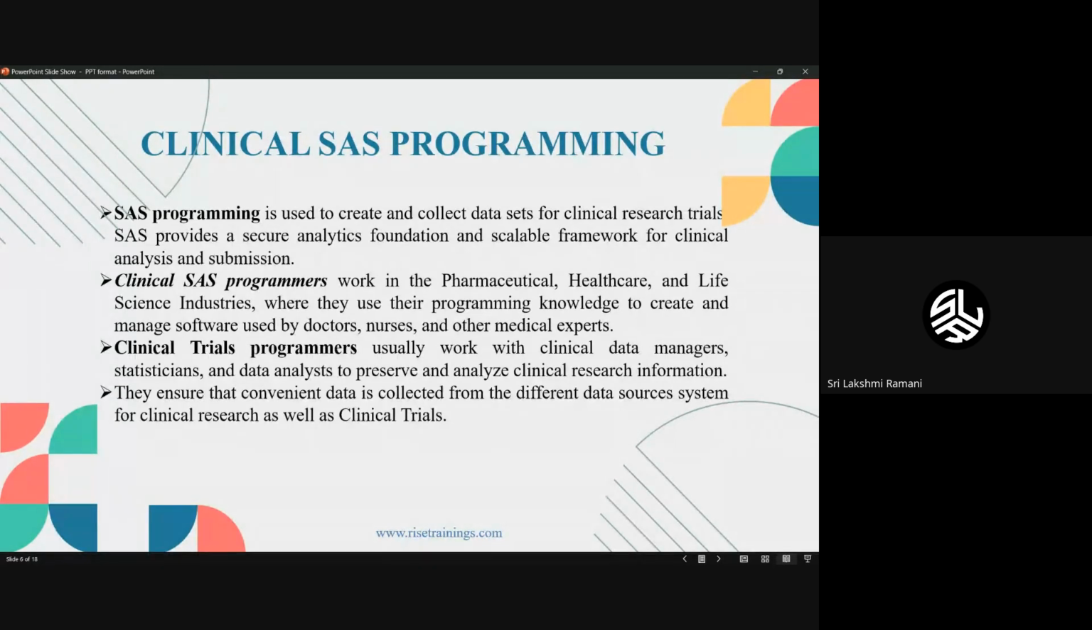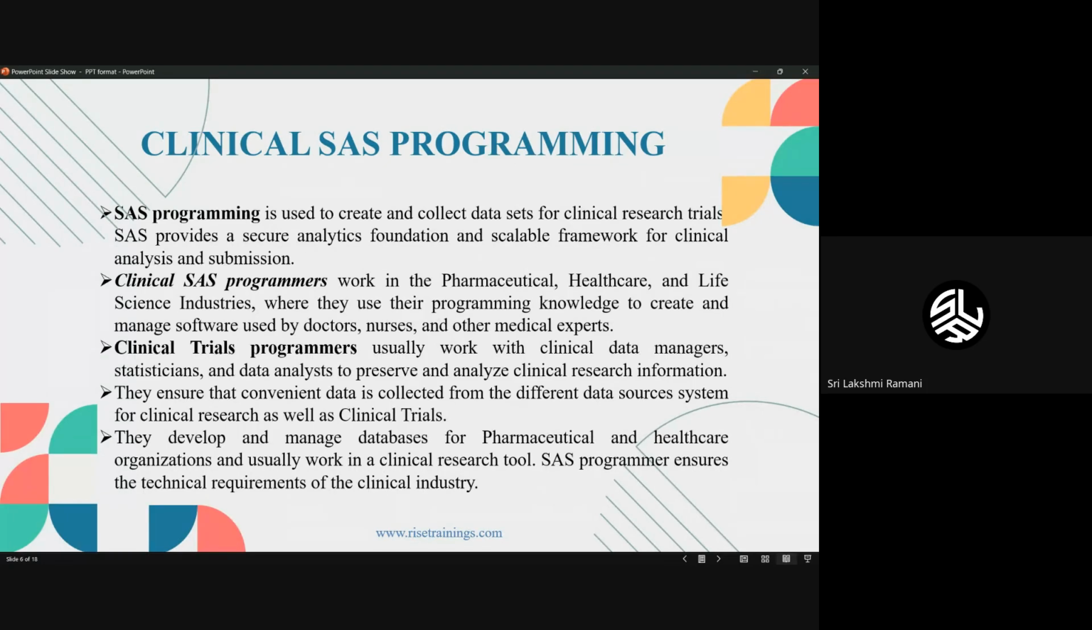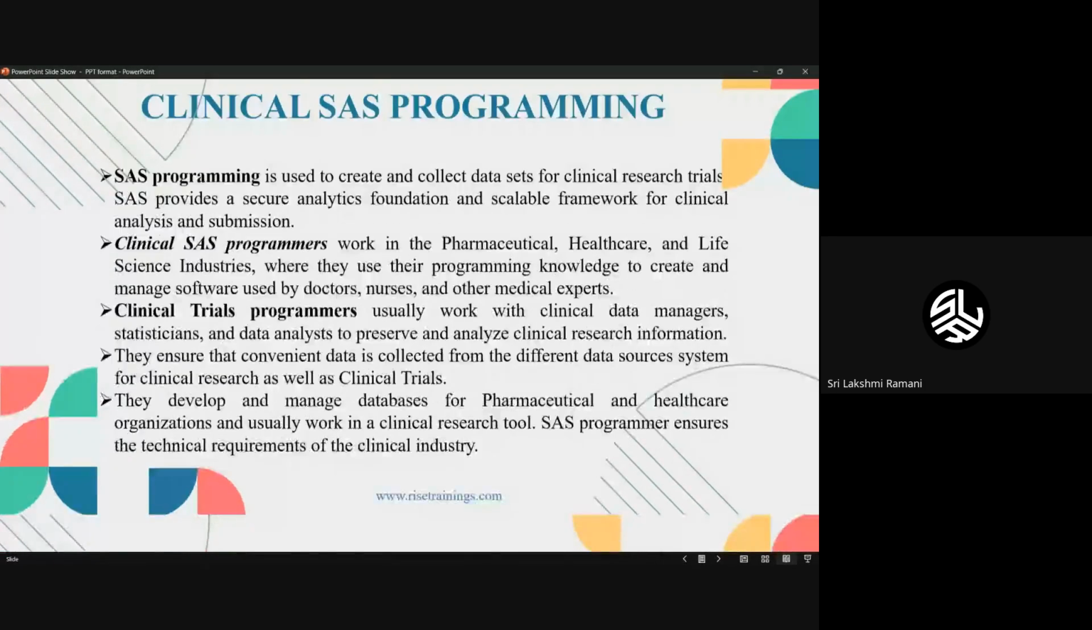All these points I discussed in the previous slide itself. Without wasting and lagging the session, we will just move forward.